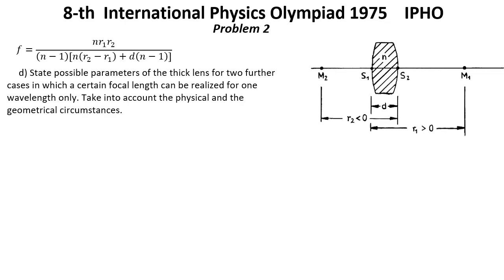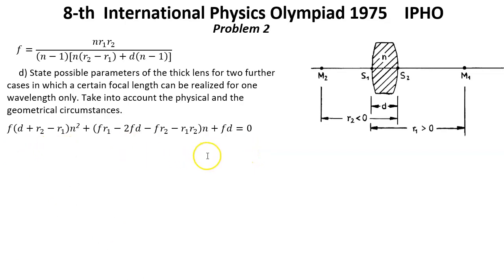Question D. State possible parameters of the thick lens for two further cases in which a certain focal length can be achieved for one wavelength only. Take into account the physical and the geometrical circumstances. Solution for question D. Again, we can use the equation for the focal length. It should have only one single root, and we can rewrite it in the form of a regular quadratic trinomial. So that will be this equation.